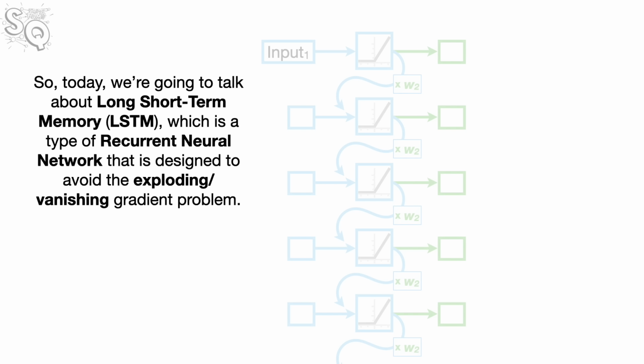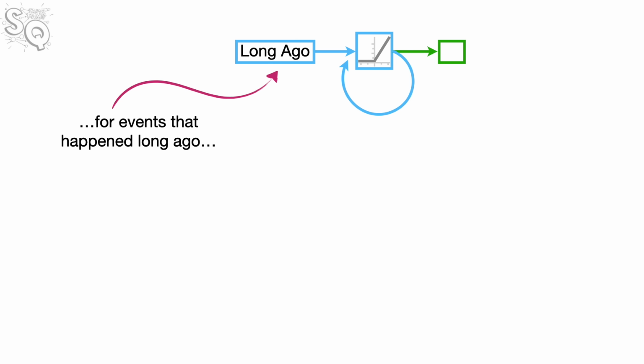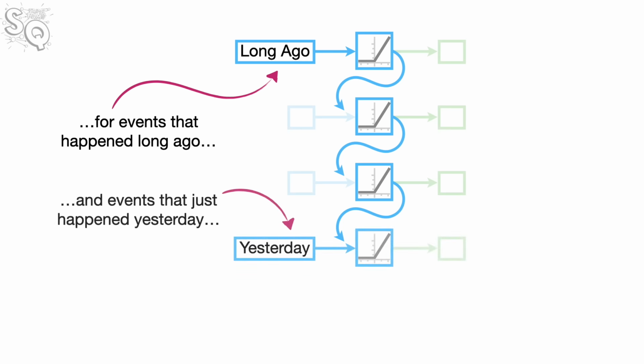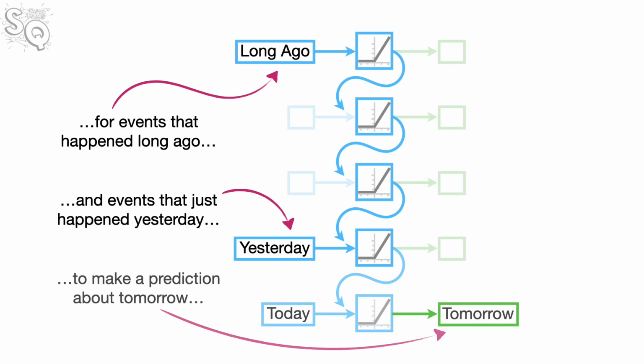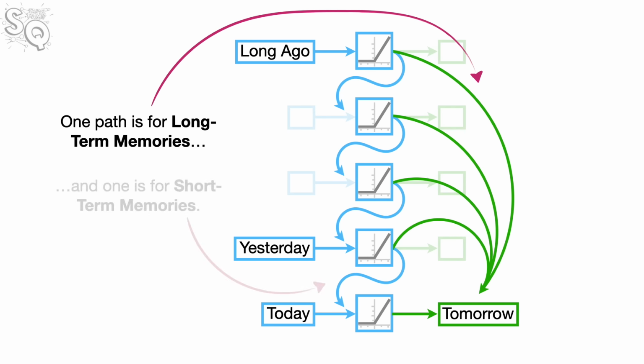So, today, we're going to talk about long short-term memory, LSTM, which is a type of recurrent neural network that is designed to avoid the exploding/vanishing gradient problem. Hooray! The main idea behind how long short-term memory works is that instead of using the same feedback loop connection for events that happened long ago and events that just happened yesterday to make a prediction about tomorrow, long short-term memory uses two separate paths to make predictions about tomorrow. One path is for long-term memories, and one is for short-term memories.